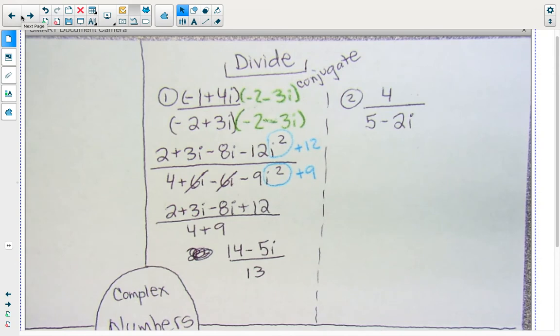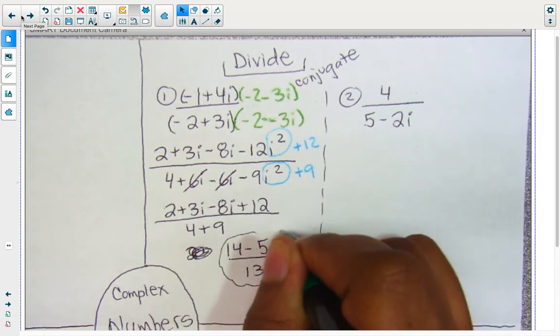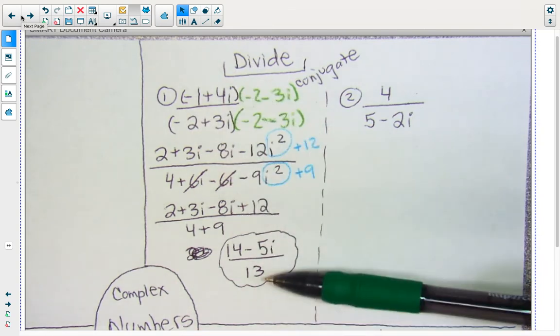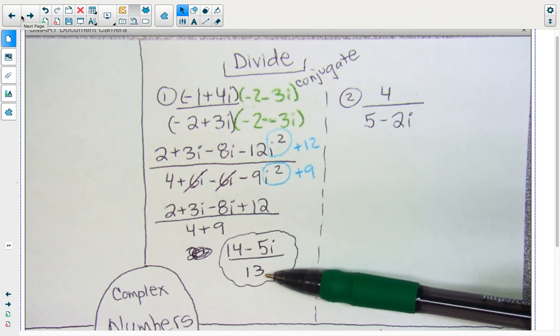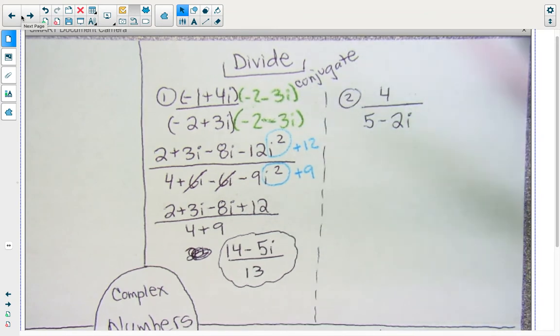If I could simplify this, I would. If they had a greatest common factor or some number in common to reduce it, I would reduce it. But since it cannot be reduced, you leave it just like this. So this is our final answer, and we just simplified this expression. To be simplified, you cannot have an imaginary number in the denominator. So we multiply both the top and the bottom by the conjugate.